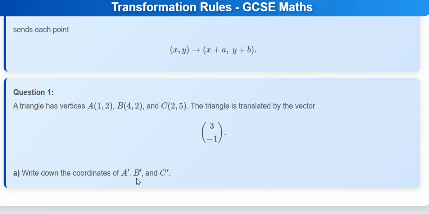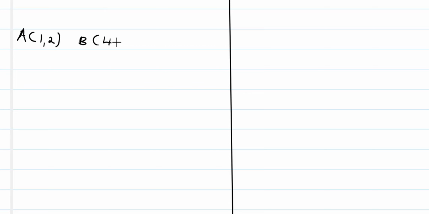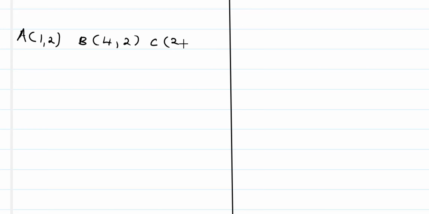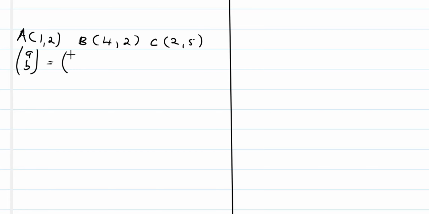translated triangle. So can we first copy the coordinates of the original triangle on my board, where we have A as (1, 2), B as (4, 2), and C as (2, 5). And then the translation vector is (3, negative 1).